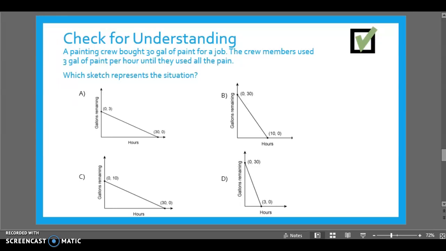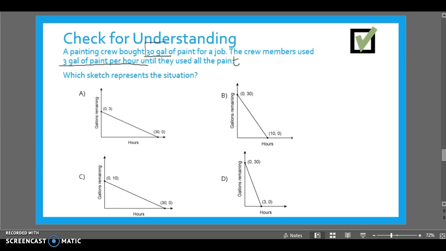A painting crew bought 30 gallons of paint for a job. The crew members used 3 gallons of paint per hour until they used all the paint. So 30 gallons of paint they started out with. They're using 3 gallons of paint per hour until they used all the paint. Which sketch represents the situation?